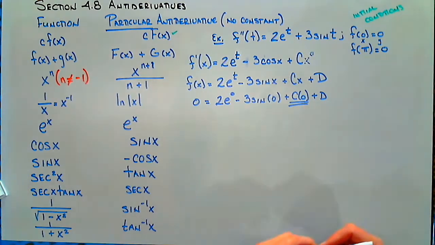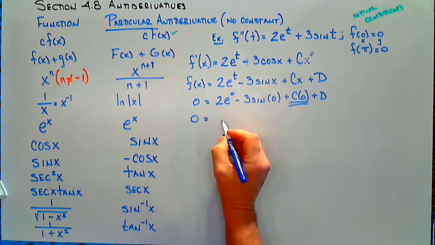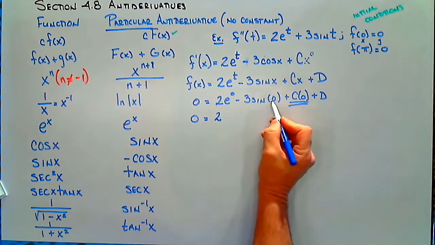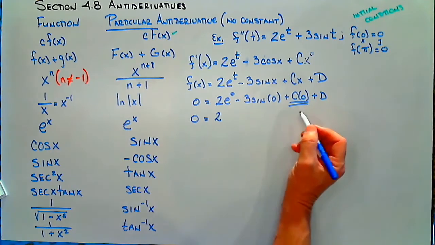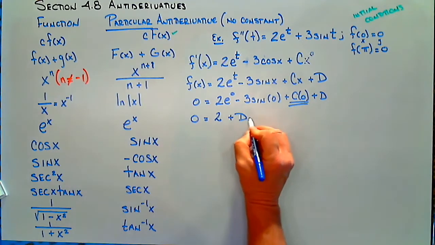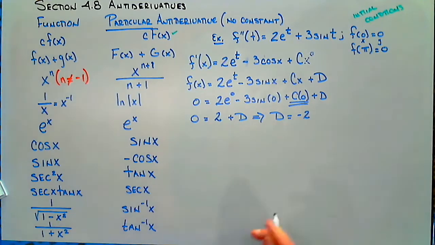This problem works out much nicer than that, doesn't it? Because if we solve this problem, we get 0 there. This is 2 times 1, that's 2. Sine of 0 is 0, so that term is gone. C times 0 is 0, so that's gone, plus D. So from here, we get D equals -2.